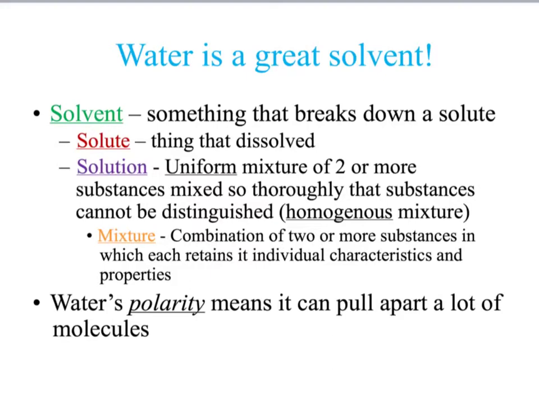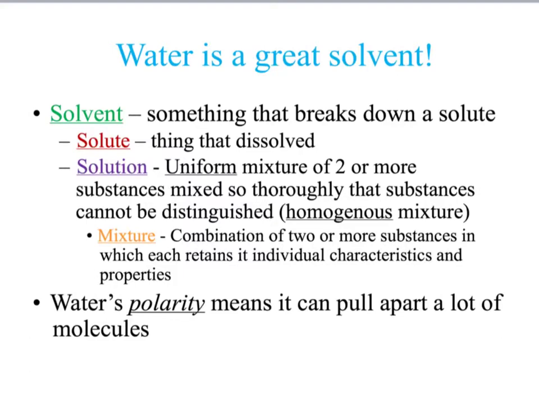A solution is just a mixture of the two things, but it's a mixture that is uniform. In other words, it's mixed so thoroughly that you can't tell the different parts anymore. So, for example, when Kool-Aid or Crystal Light or something like that's not thoroughly mixed, you still see the little powder granules at the bottom. But when it is thoroughly mixed and it's a solution, you can't see the individual Kool-Aid powder and water molecules anymore. You just see like pink liquid. And that's because it's mixed so thoroughly that you can't tell the different parts.